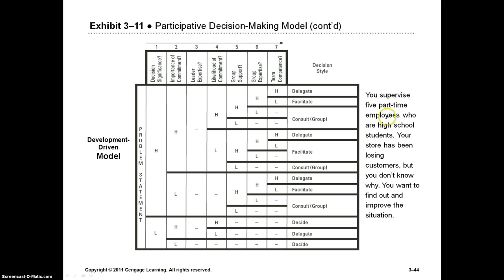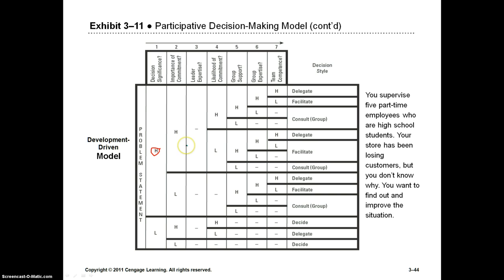We're supervising, for this example, 5 part-time employees who are high school students. Our store has been losing customers. We don't really know why. We'd like to find out and improve that situation. The first question, how significant is the decision? I don't care who you are. If you're losing customers, that's a significant decision.